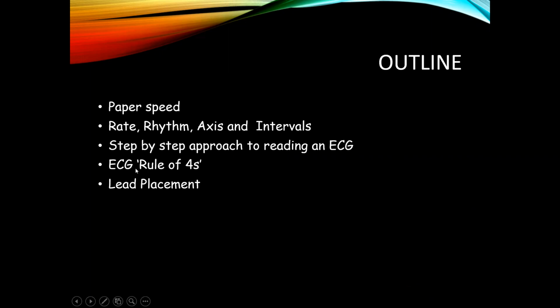Then we're going to look at the ECG rule of four. So this helps us read an ECG in a systematic way and ensures that we don't miss anything. Then we'll briefly discuss lead placement, okay?